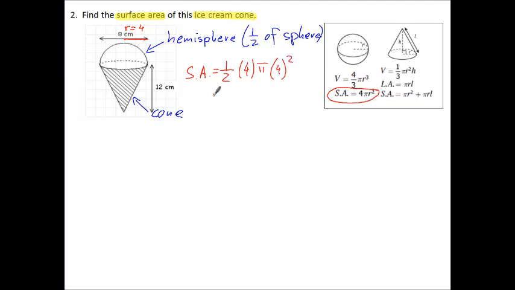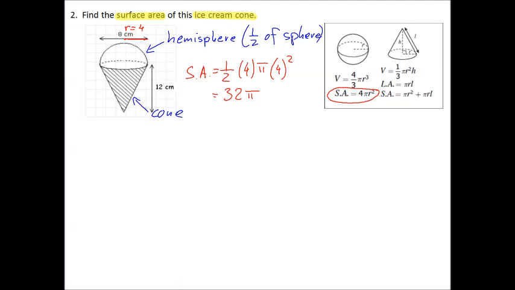Let's go ahead and calculate this. 1/2 times 4 is 2. 2 times 4 squared, that's 16. That gives us 32. And we're not going to punch in the pi into the calculator just yet. We always do that at the very end only. Maybe something is going to simplify away. So 32 pi is the surface area of our hemisphere.